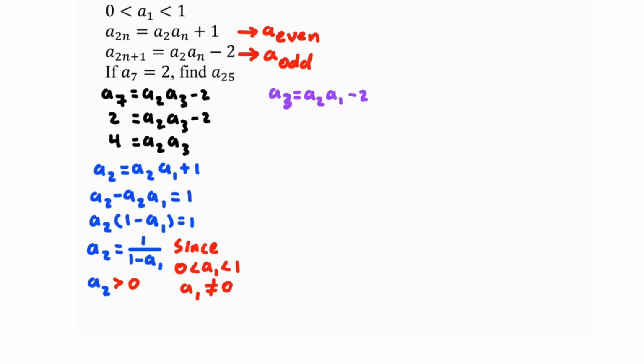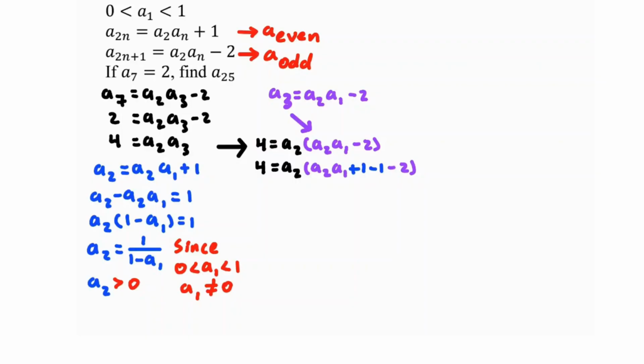Now, if we go back to the 4 equals a sub 2 times a sub 3 and combine it with the a sub 3 that we found, then we'll have 4 equals a sub 2 times the quantity a sub 2 times a sub 1 minus 2. And then we'll do something a little different with this. We're going to add 1 and subtract 1 inside the parentheses. Why we do that is because we know that a sub 2 times a sub 1 plus 1 is just a sub 2. And then 1 minus 2 is just minus 3. So we have 4 equals a sub 2 times the quantity a sub 2 minus 3.